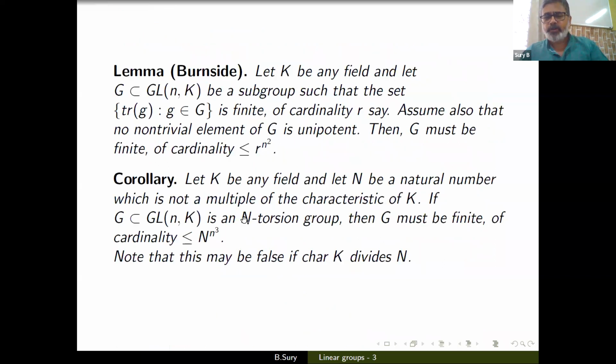So we really proved this beautiful corollary. Instead of complications, just think of simply this. Take a field of characteristic 0. Suppose you have a subgroup of GL_n(K) in which every element is of some order dividing capital N, then the group must be finite. So the Burnside problem has a positive solution.